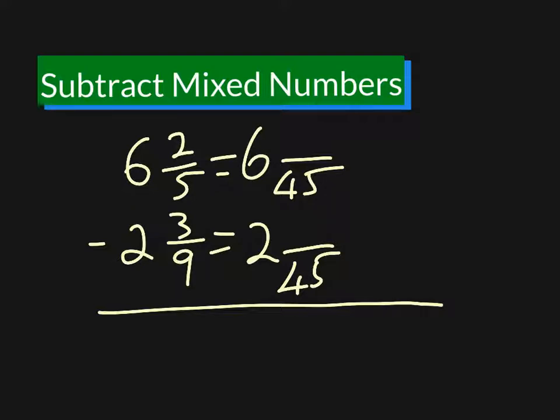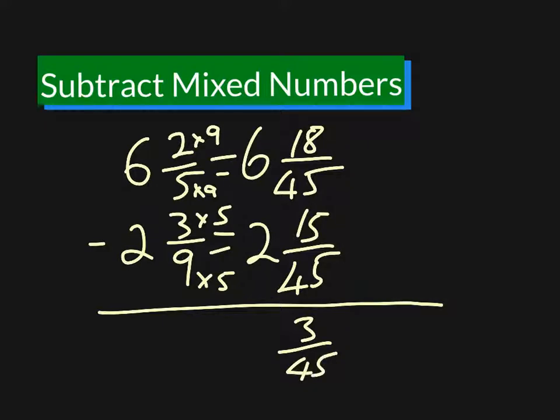Alright, so now we need to find the numerator. 9 times 5 is 45, so 3 times 5 is 15. And 5 times 9 is 45, so 2 times 9 is 18. And now we have a common denominator, so now we can subtract. First we're going to subtract the fractions, so 18 take away 15 is 3 over 45. And then we subtract the whole number, 6 take away 2 is 4.